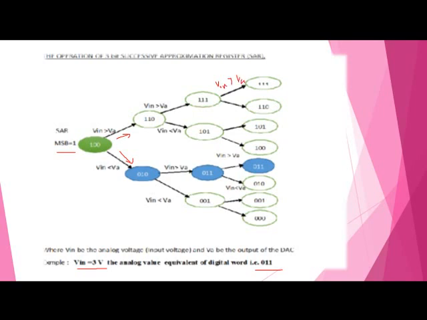And next, continue for this again, all 1 1. When Vin is greater than VA, then what happens? The next bit is not set. It is as it is. This means as it is, all 1 1 1.